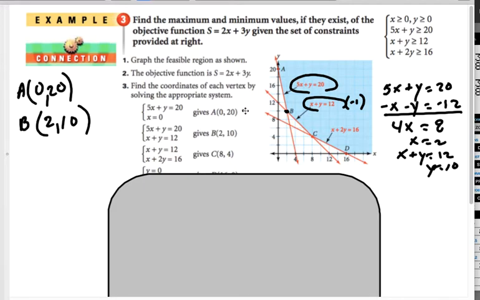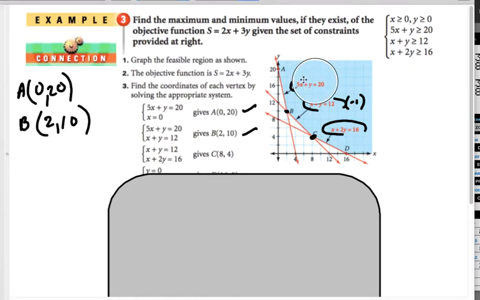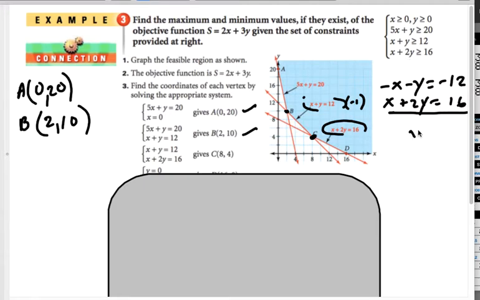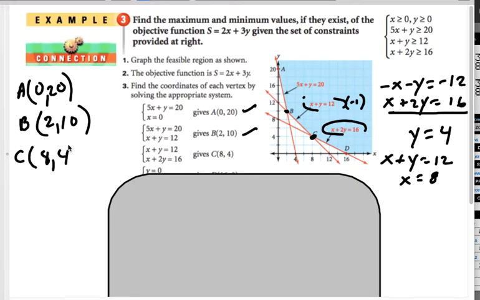And again, your book just says, here are the answers, and that's how you get there. To get point C, I would need to know where the x plus y equals 12 runs into the x plus 2y is 16. I'll keep this thing multiplied by -1, so I'll have a negative x and a negative y is a negative 12, and I want x plus 2y is 16. When I add straight down, I get y equals 4. Once I know y is 4, I know that x plus y was 12, so x must be 8. So point C is the point (8, 4).